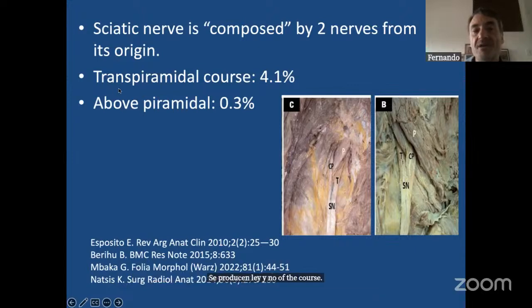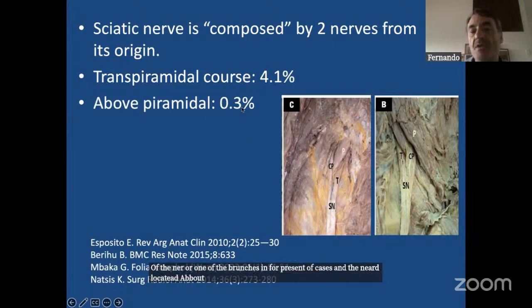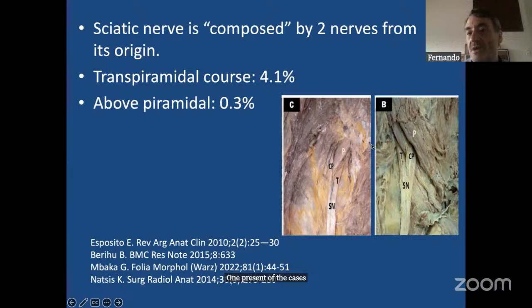So we can find a transpyramidal course of the nerve or one of the branches in 4% of cases, and the nerve located above the pyramidal muscle in less than 1% of the cases. So these anatomical variations are predisposing factors for the nerve to be compressed partially or completely by the pyramidal muscle in the gluteal region.